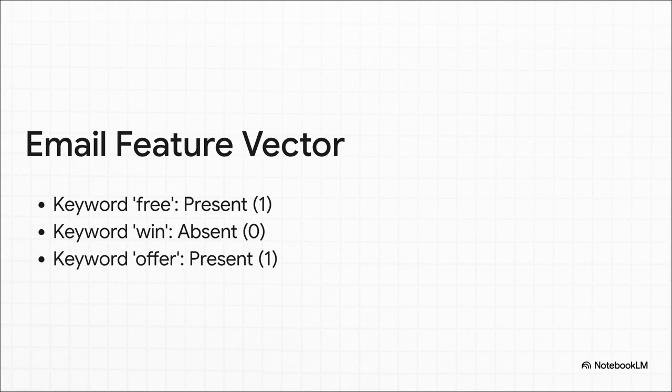Right, so the first thing we have to do is turn that email into numbers the network can understand. So our input layer gets the simple little list, a feature vector. We're just checking for keywords. Does the email say free? Yep, so that's a 1. Does it say win? Nope, so that's a 0. How about offer? Yep, another 1. So our input data is just that list of numbers, 1, 0, 1.